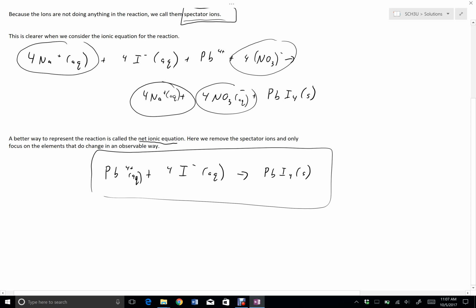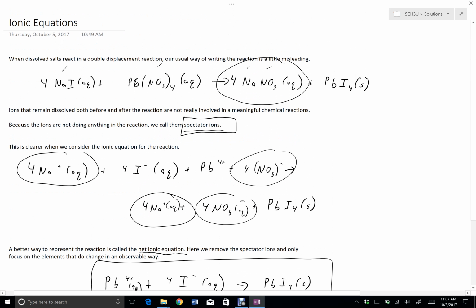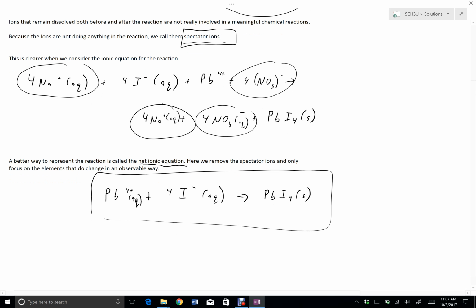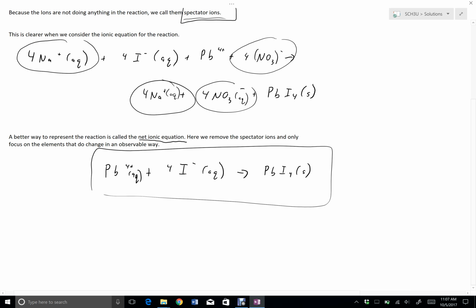We call this the net ionic equation because just like a net profit or something like that, it just simplifies the reaction down to the meaningful change that happens. One more time, our old way of writing double displacement reaction implies that chemical compounds form that don't really form. It includes a bunch of ions that we call spectator ions that don't really participate in the reaction. They're dissolved before, they're dissolved after, and so no meaningful change takes place. So if we boil that down to the net ionic equation, we can focus on the actual change that occurs in the solution.